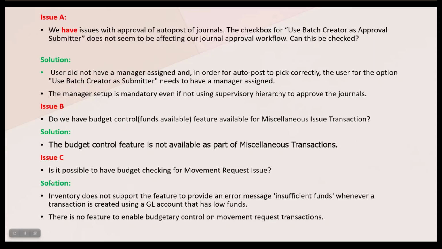Another issue. Do we have budget control for miscellaneous issue transactions in receiving or supply chain, or is it possible to have budget checking for movement? Miscellaneous and the movement, as you see here, the budget control feature is not available as part of miscellaneous transactions, and also inventory doesn't support a feature to provide an error of insufficient funds whenever a transaction is created using a GL account that has a low budget fund. There is no feature to enable budget control on movement request transactions and also miscellaneous transactions.